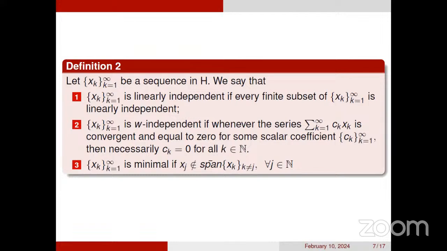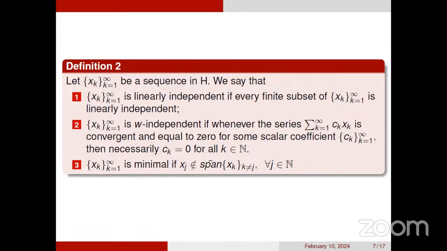So basically, let x_k be a sequence in a Hilbert space H. Then we say that it is linearly independent if every finite subset of x_k is linearly independent, and we say that the sequence x_k is w-independent if whenever the series sum of c_k x_k, where k goes from 0 to infinity, is convergent and equal to 0 for some scalar coefficients c_k, then necessarily c_k equals 0 for all k belonging to the natural numbers N.